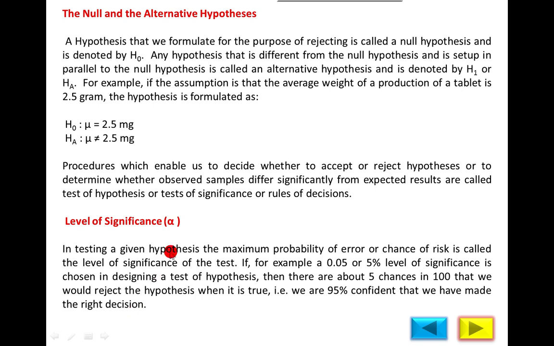So in testing of hypothesis, we choose different levels of significance depending on the requirement. In the field of mathematical sciences, we select 5% or 1% level of significance. Level of significance is called the probability of error. Probability of error and probability are both the same thing in terms of probability.